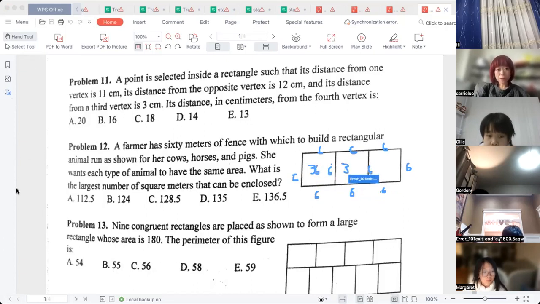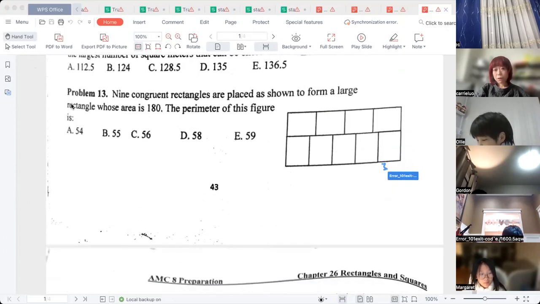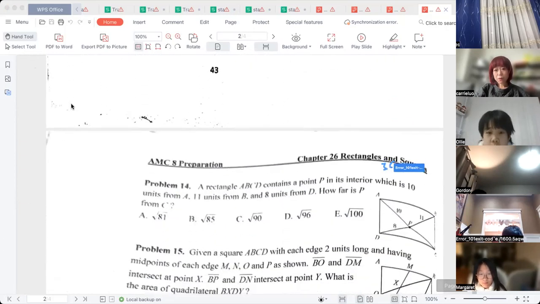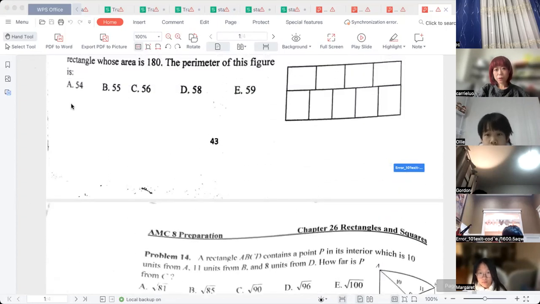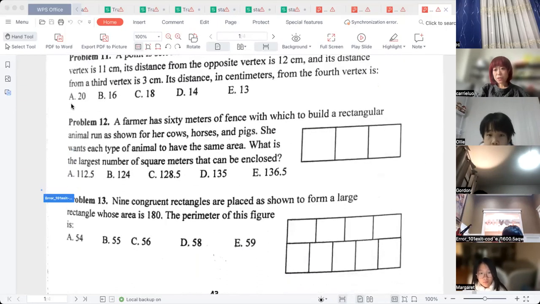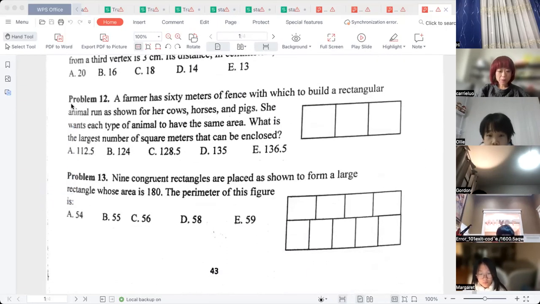124. Okay, get it? So let's take a look at number 13. Number 13 is pretty easy. Number 13, Oliver, could you please read the question?